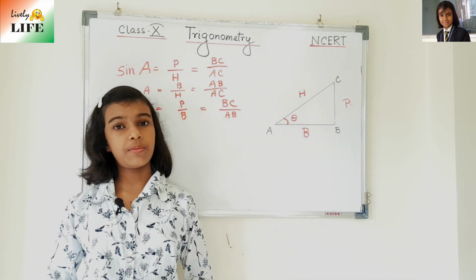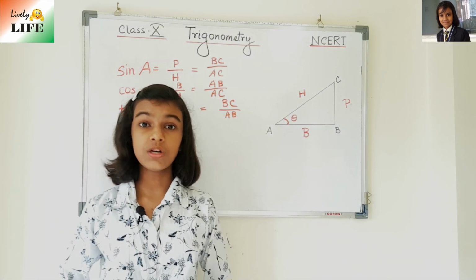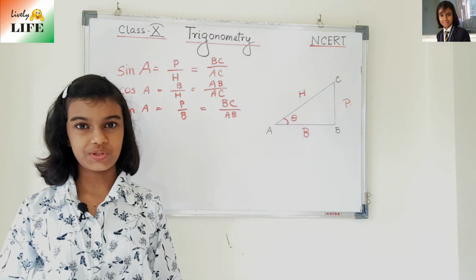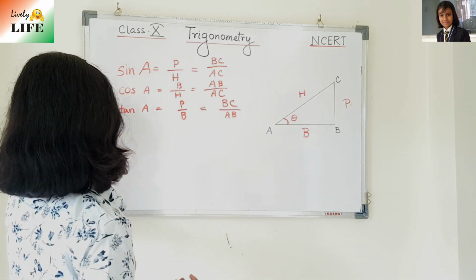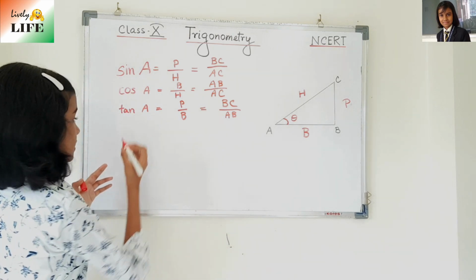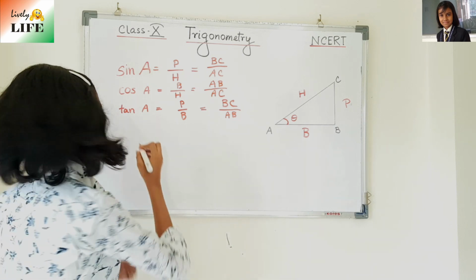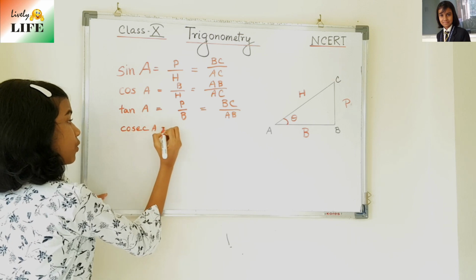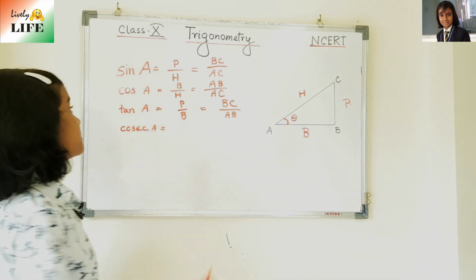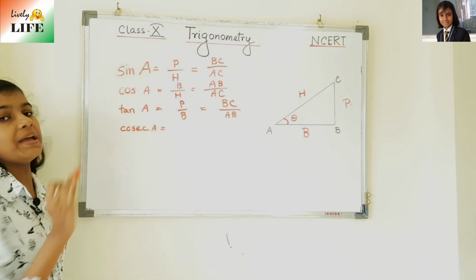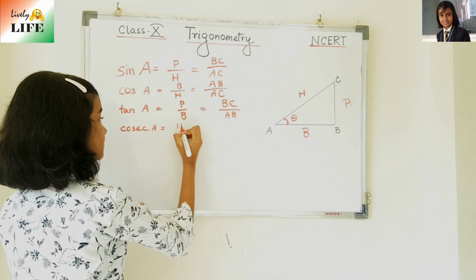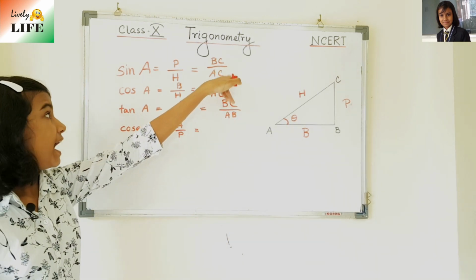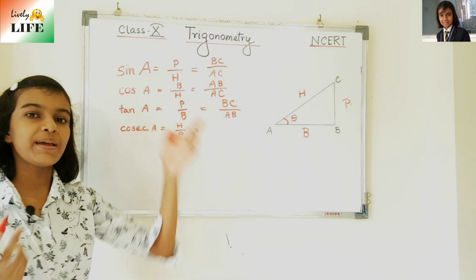The next three trigonometric ratios are very easy to remember because they are the reciprocals of these three. So let's learn them. The fourth one is cosec A. Cosec A is the reciprocal of sin A. It means it will be hypotenuse by perpendicular, H by P. H is AC and P is BC, so it will be AC by BC.